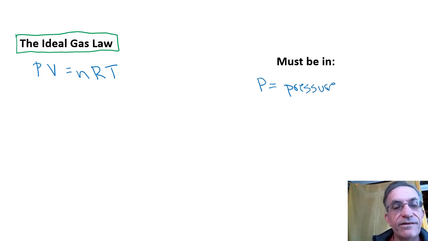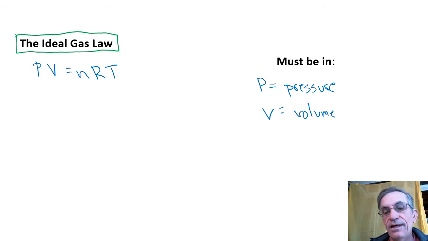And you could probably guess what V is. V is the volume of a gas. And then when we get to the other side, there's a couple things you've never seen before, right? N. Well, N is actually something we've talked about. It is our favorite idea in chemistry.